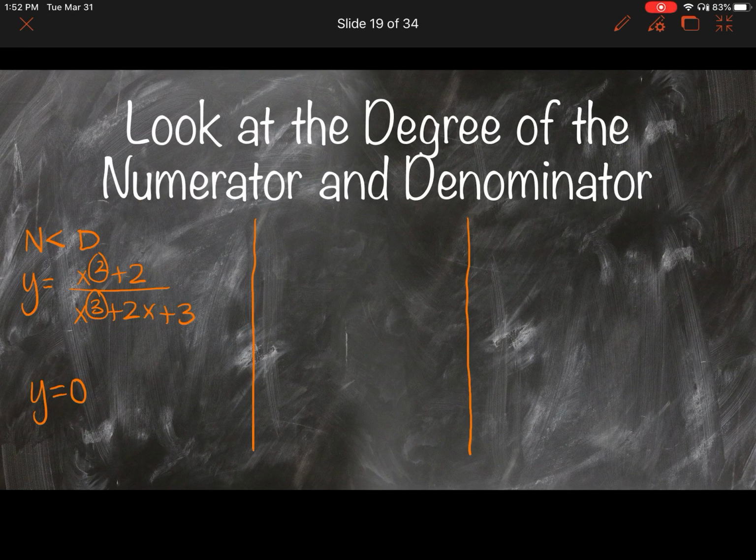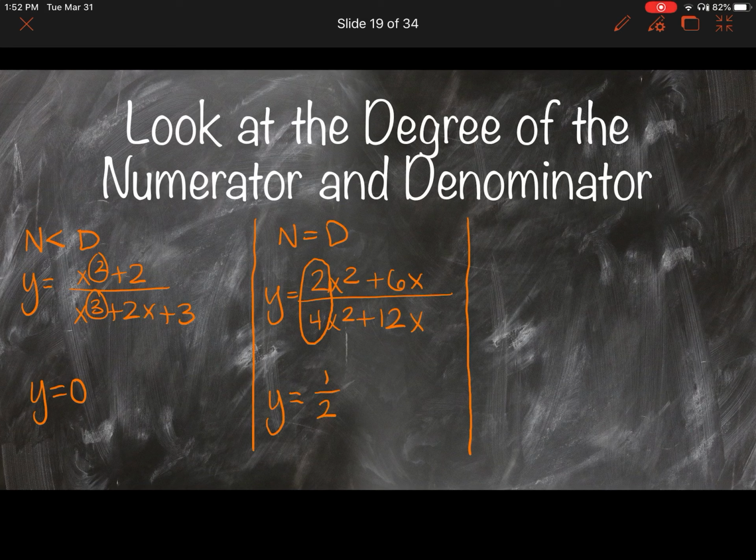Okay? Another possibility would be that the degree of the numerator equals the degree of the denominator. So what if we had something like y equals 2x squared plus 6x over 4x squared plus 12x. Notice that we have a degree of 2 on the top and the bottom. The greatest degree of x is 2. Well, in this case, actually what we look at is the leading coefficients of those degrees. And my horizontal asymptote is going to be y equals 2/4, which we would reduce to 1/2.